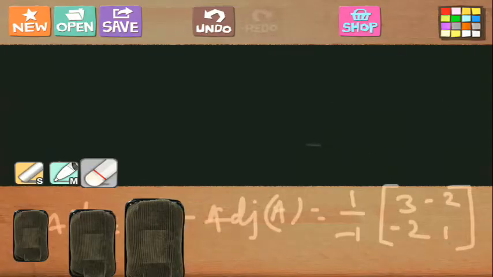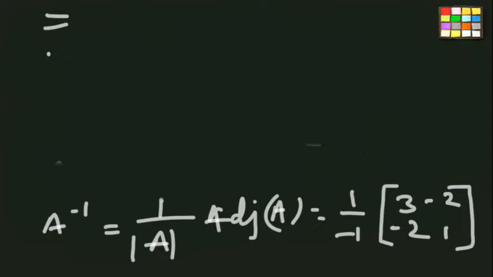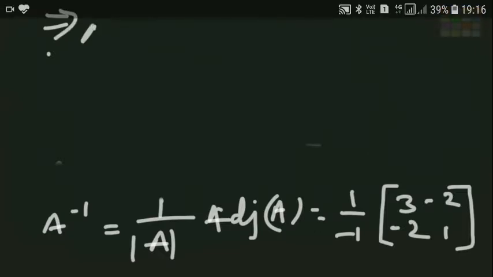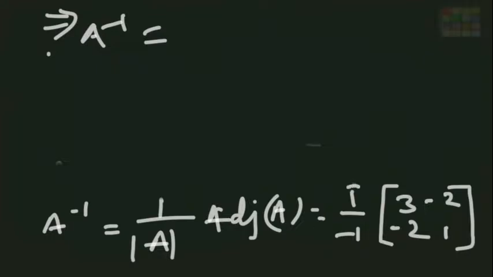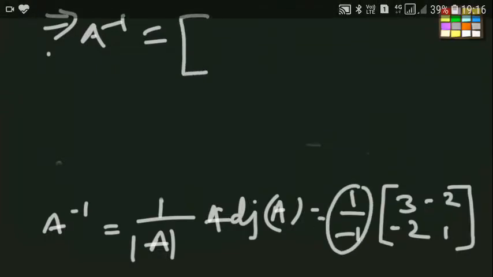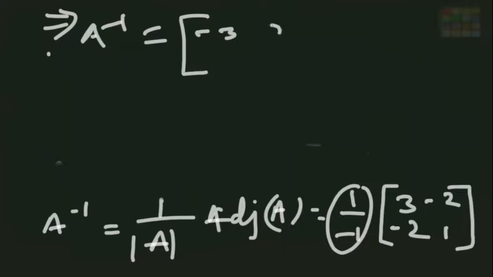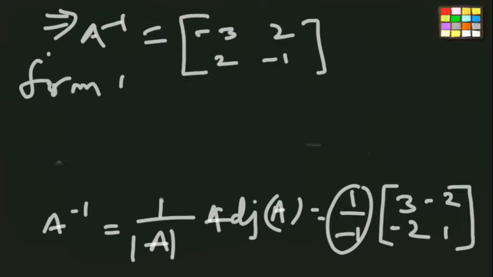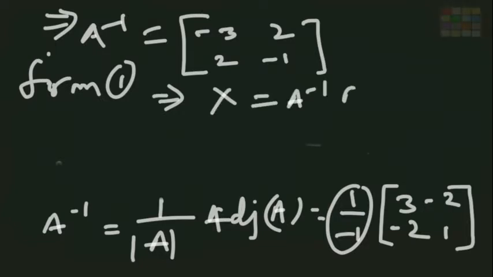So this step can be rewritten as, that implies, A inverse is equal to, you can see this sign will be changed, it will be -3. Now next sign will be 2, here it will be 2, and this one will be -1. So this is A inverse. Now as I have told, from equation 1 I had X, the matrix, equal to A inverse multiplied by B. So let me multiply the two matrices.